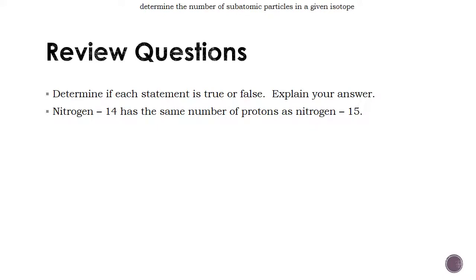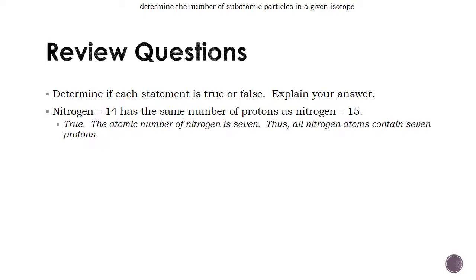Alright, so first one. Nitrogen 14 has the same number of protons as nitrogen 15. The answer to that is true, and this is because we're dealing with the same element. The atomic number of nitrogen is 7, thus all nitrogen atoms contain 7 protons. Whether it's nitrogen 14, nitrogen 15, nitrogen 78, that doesn't exist, but if there was one, if it's nitrogen, it has to have the same number of protons as other nitrogen atoms.